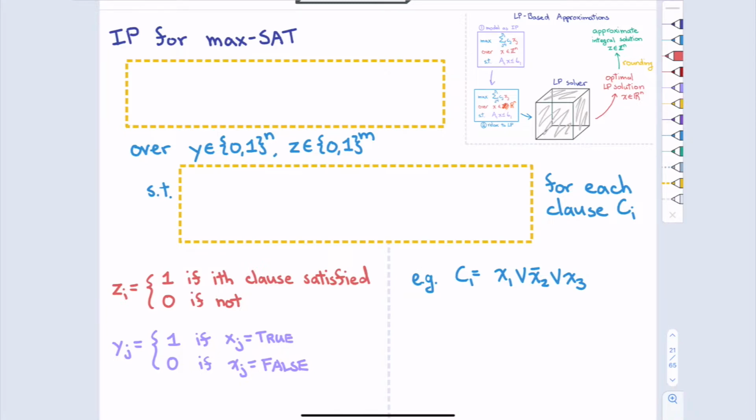So we need two things. At the top, we need an objective. What are we trying to minimize or maximize? Should be a sum of something. And then what are the constraints? What do the z's and y's have to satisfy?